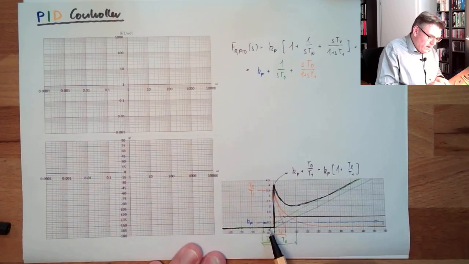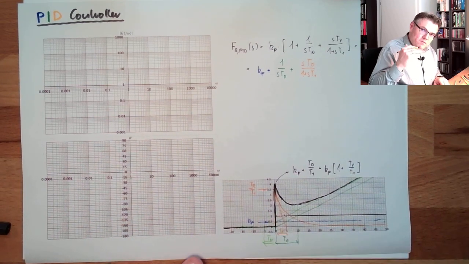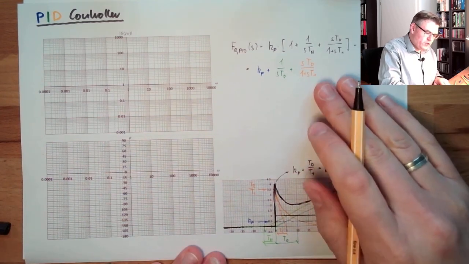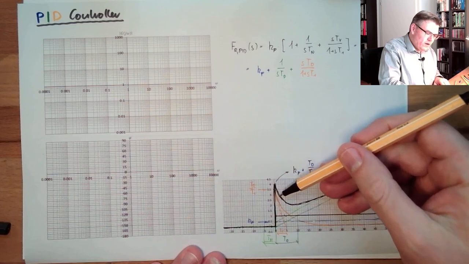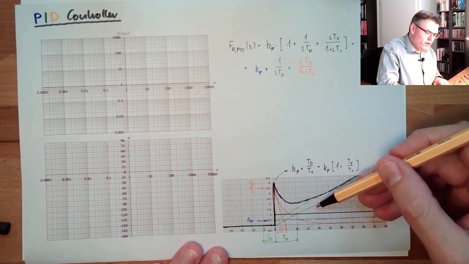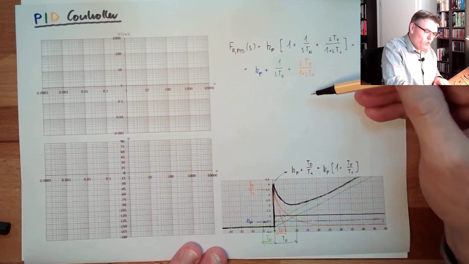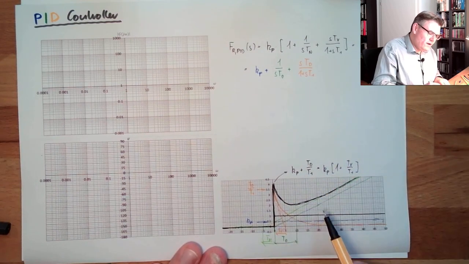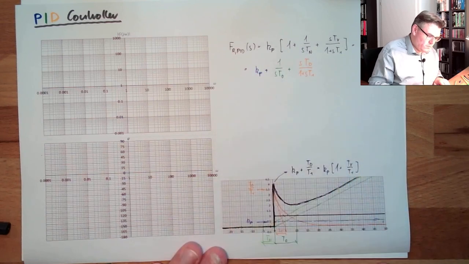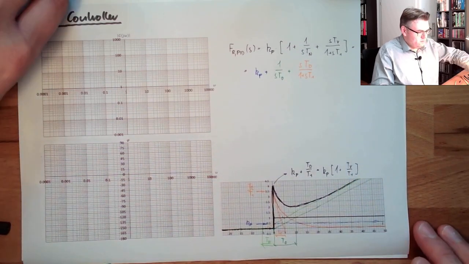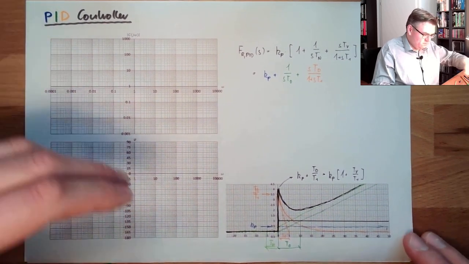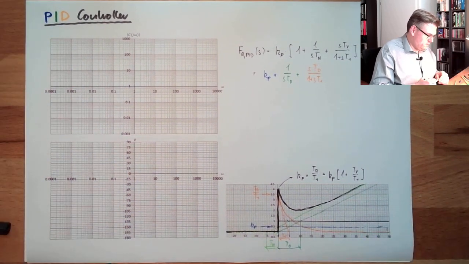So at the beginning, we have a big peak from the derivation. At the beginning, it looks like a derivation element. Then this derivation part is slowly disappearing. How slowly or how fast is depending on this T1. And then, in the end, it looks like a PID part. This is how this looks like. Okay.